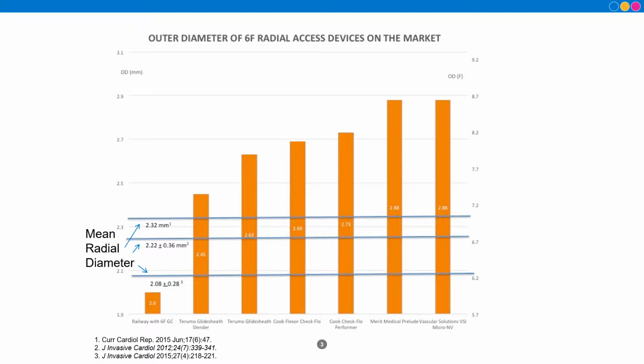Whenever you insert a sheath that is larger than the inner diameter of the radial artery, it's going to stretch it, expand it, disrupt the intima, and lead to platelet activation as well as coagulation system activation. Whenever the diameter of the sheath is larger than the inner diameter of the artery, the stagnation of the flow also contributes to the formation of clot and radial artery occlusion. Expanding the artery also leads to irritation and activation of the adrenergic response, which leads to severe spasm in a highly muscular radial artery.